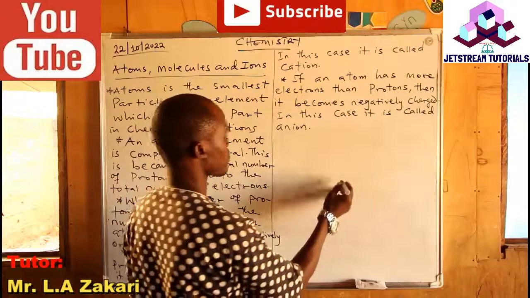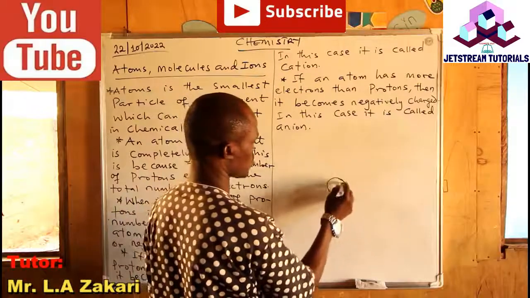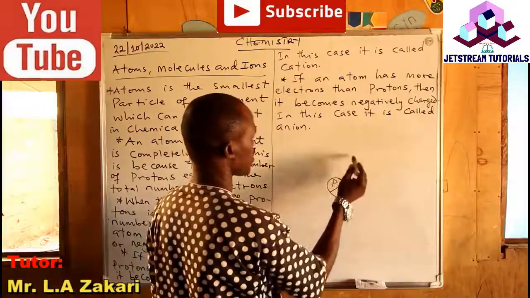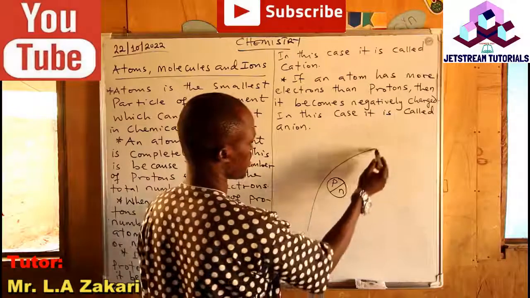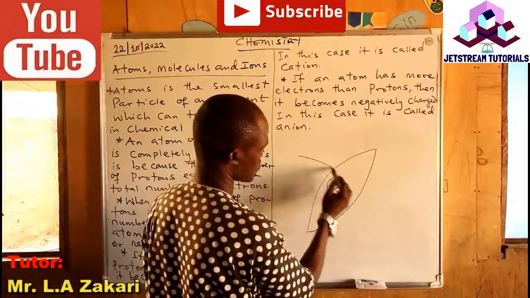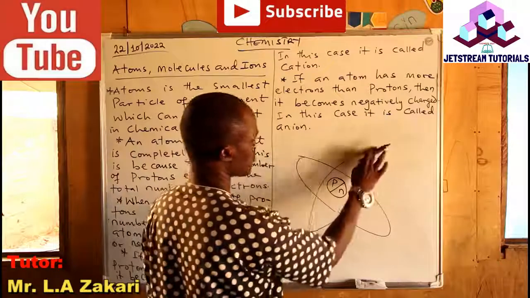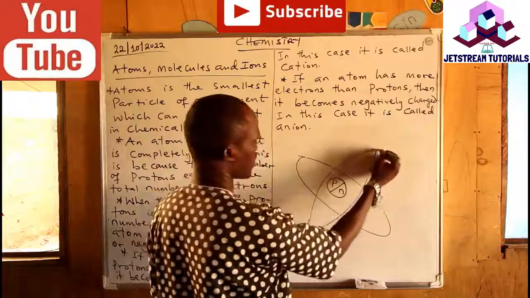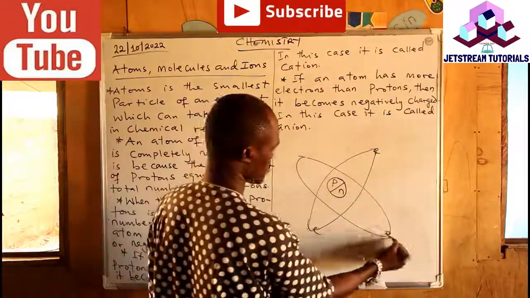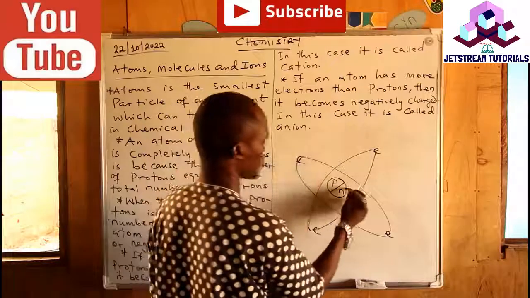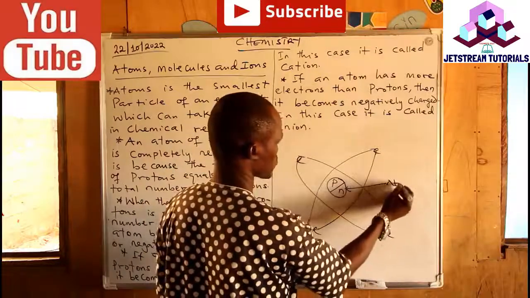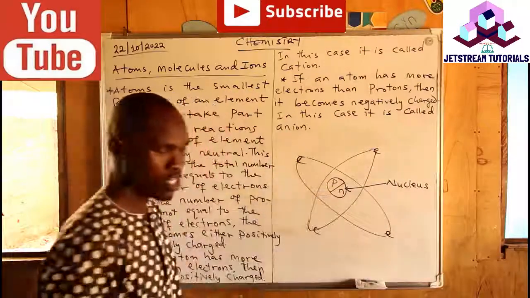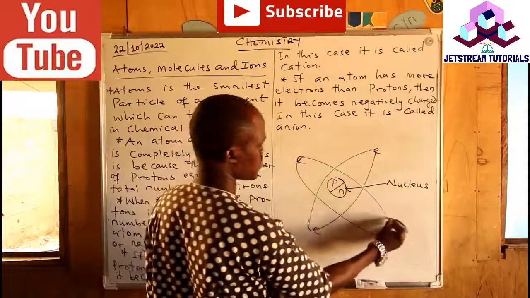If, for example, let's draw a normal atomic structure. Inside, you have proton and neutron. This is the nucleus. Now, the nucleus is surrounded by what we call shells. These shells or orbitals have electrons revolving around the nucleus. So, this is the nucleus, and inside the nucleus we have proton and neutron.